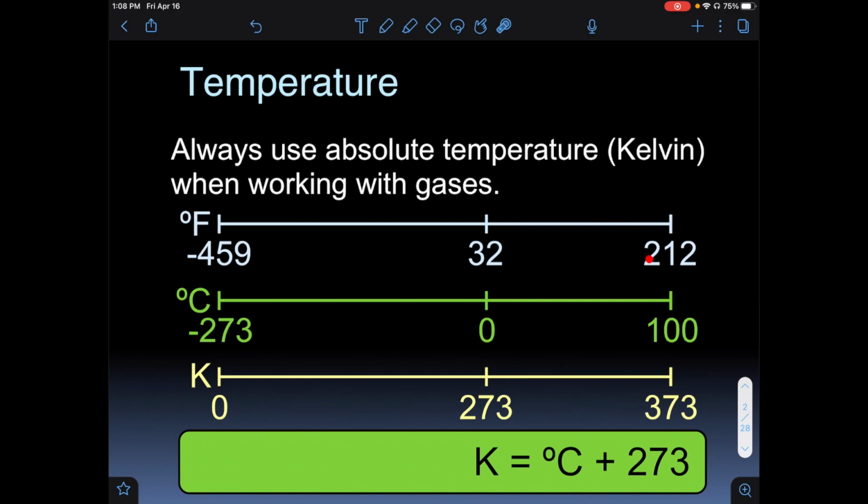So Fahrenheit is not something we usually use in science, but we do usually hear Celsius. For every single one of these problems, you're going to have to be converting your Celsius degrees into Kelvin. And we do that by adding 273. And none of these problems will work correctly unless we convert everything to Kelvin.